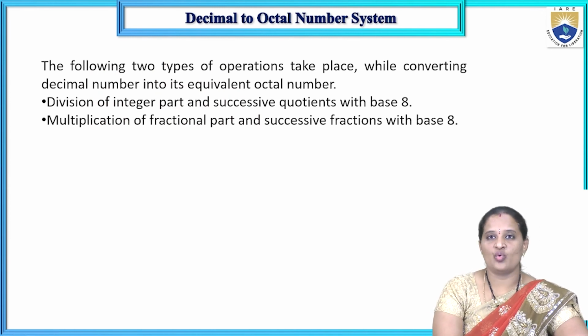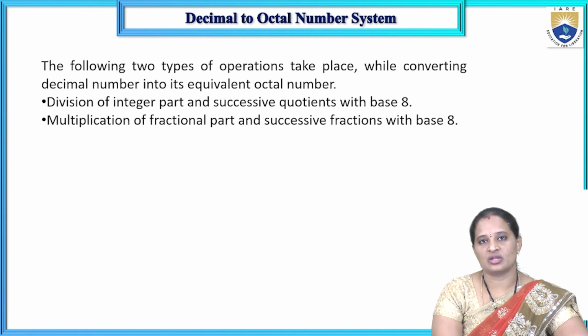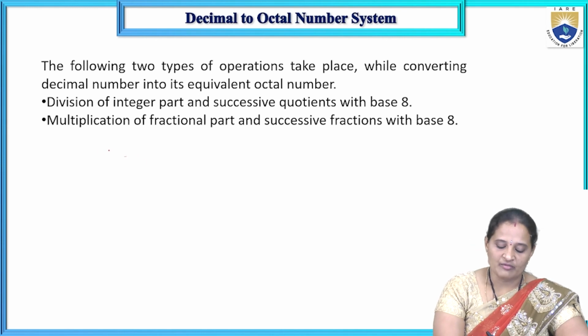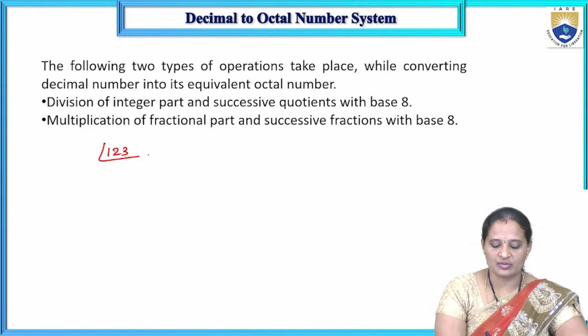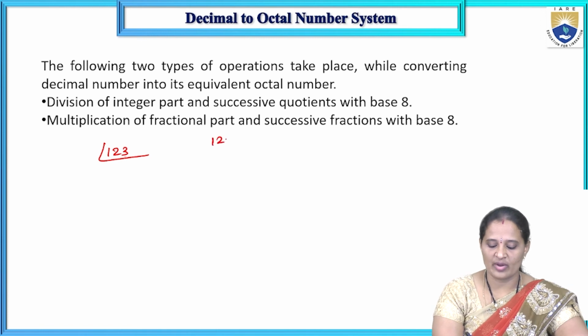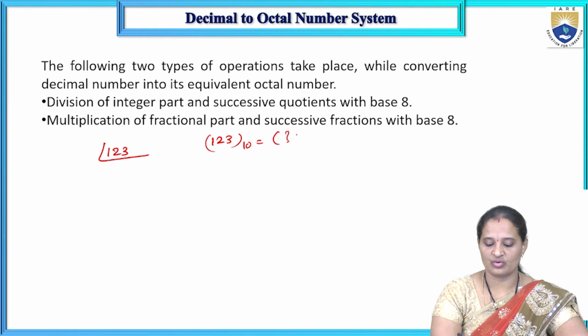So again, now you want to convert a decimal number into octal. So what is the required base? That is R. R is equal to 8. So what we need to do? We need to convert it into octal. So now I am taking an example. 123 is my decimal number. I want to convert it into its equivalent octal number.